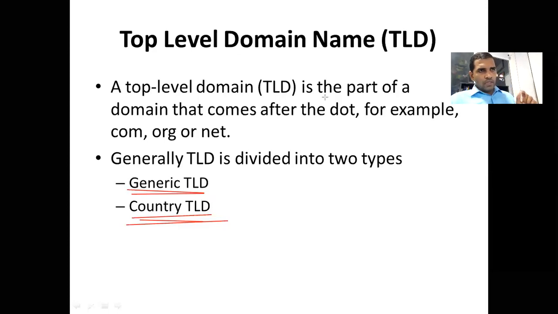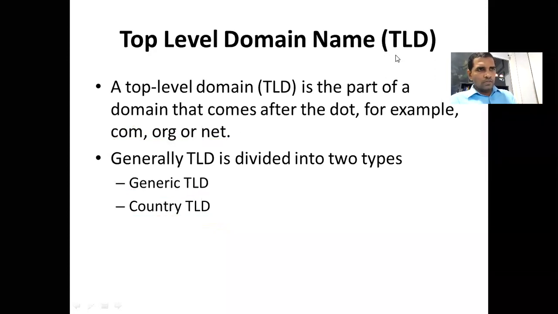A top-level domain name is the part of a domain that comes after the dot. For example, com, org, or net. I only explained about com. Later we will take org or net, right? So it would be easy to remember the TLD: the last part of the domain name. It is always after the dot, right? So there are two types of top-level domain names. The first one is generic TLD. The other one is called country TLD, right? Okay.